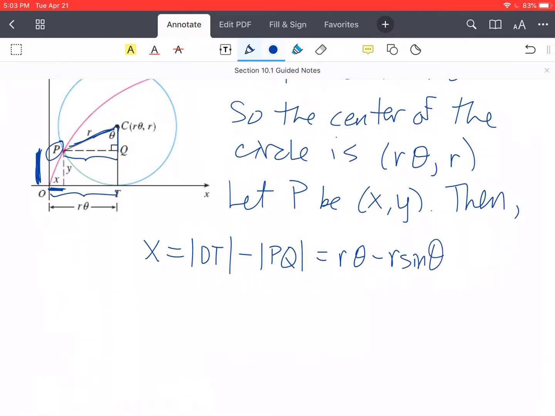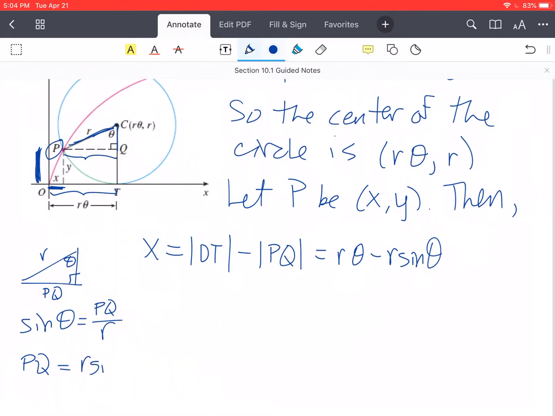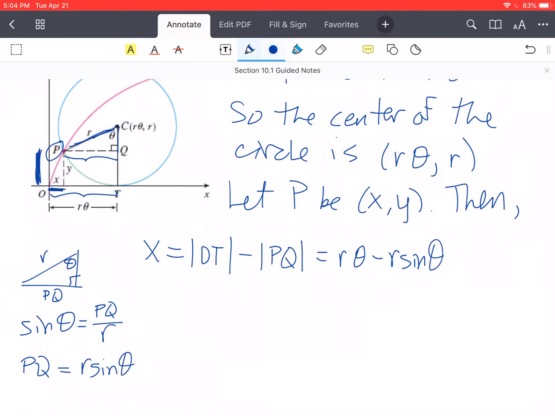So again, if you want to look a little more closely at this, if that's theta, this is PQ, and that's r. So sine of theta equals PQ over r. So PQ equals r sine of theta. Okay, so just a little bit of side work there. And then you can go ahead and factor out an r, just to condense a little bit. So r times theta minus sine theta, that's going to be our x value.